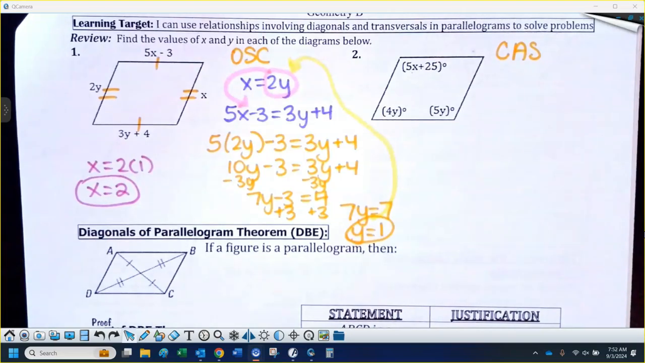And that's all we have to do. If it were to ask you to go back and tell me what the lengths of the sides are, you could plug the variables in to figure that out. But it just asks us to solve for x and y there.